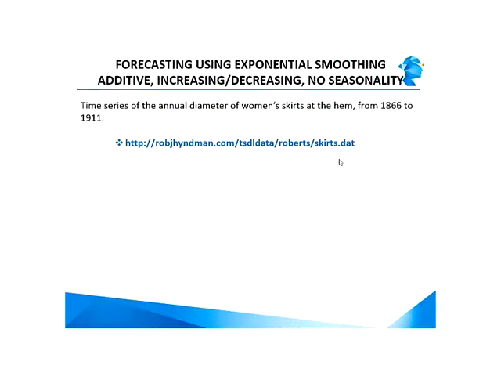So moving on, a good data for such a scenario, that is, which has a varying trend, which has a trend component, but no seasonality, and it's an additive series, is again the annual diameter of women's skirts at the hem from 1866 to 1911.